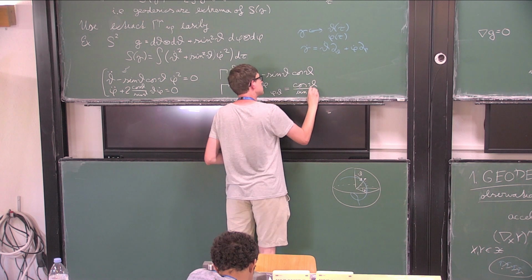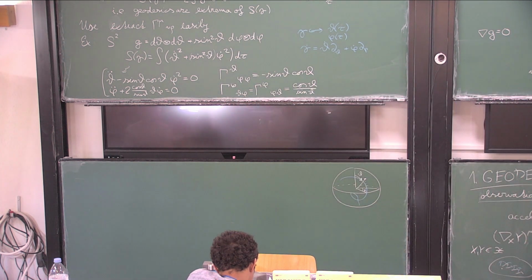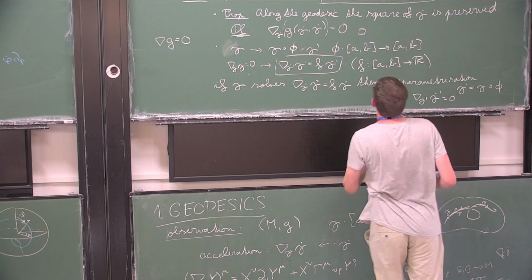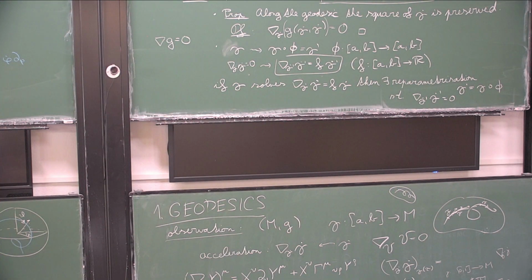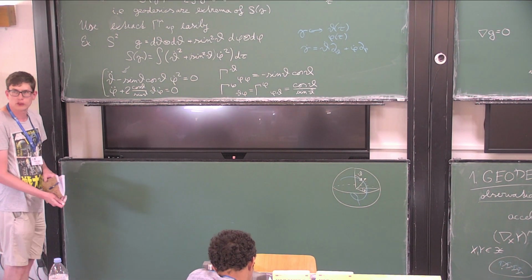Without the 2, because in here, since this thing is symmetric in nu and rho, I get it once like that and once in the other way. So that's why there is a 2 over there. So those things are without the 2. Okay, so that's it. These are the Christoffel symbols for the sphere.